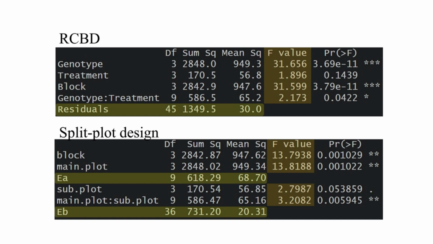The F ratio is the ratio between each mean square and mean square error, MSE. For example, the F ratio of genotype in RCBD is calculated as 949.3 divided by 30.0, which is approximately 31.65. How about the F ratio of genotype in split plot design? It was 949.3 divided by 68.70, which is approximately 13.81. The mean square is the same as 949.3, and only the MSE was changed.